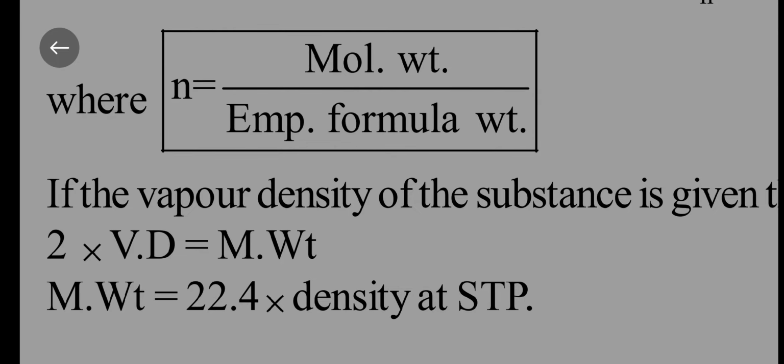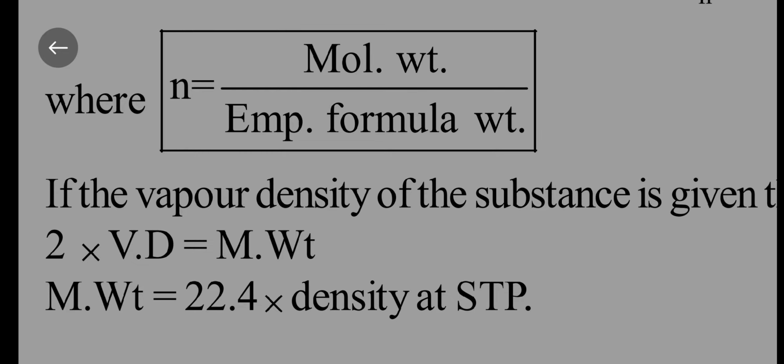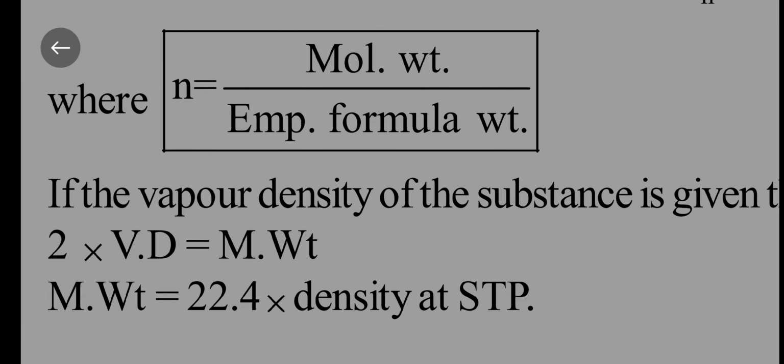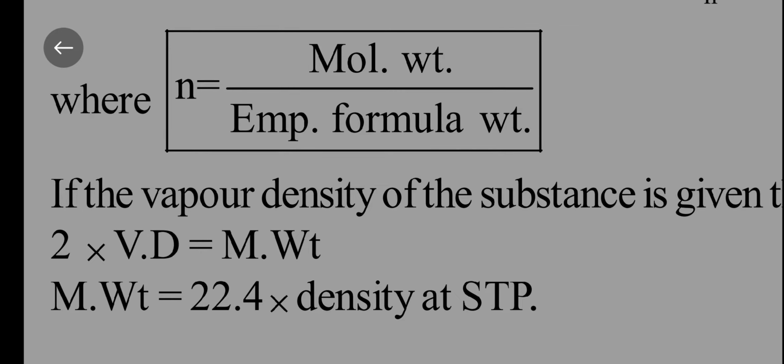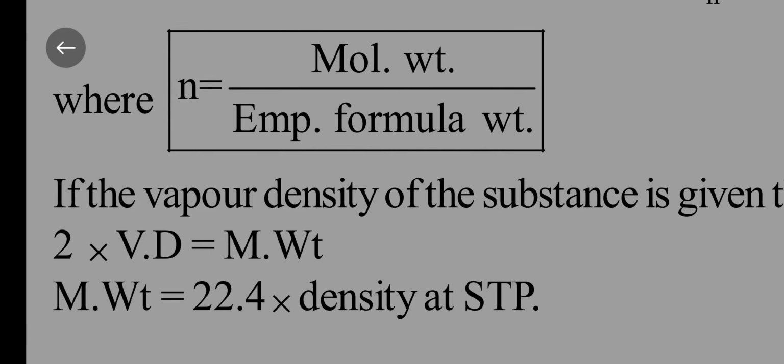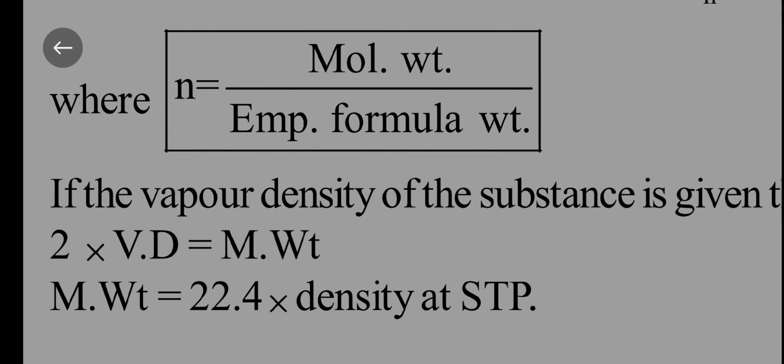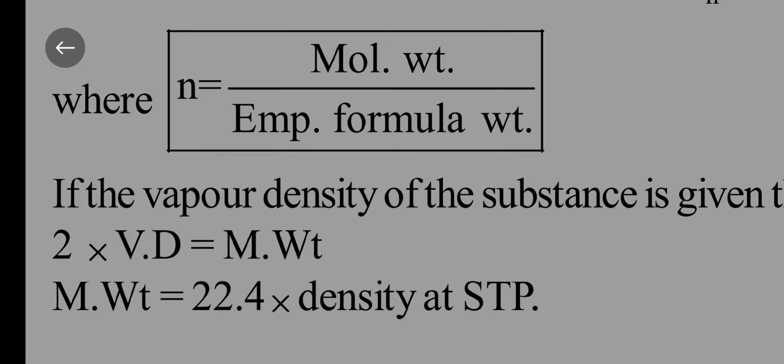And sometimes they will give you the vapor density also. Vapor density into 2 is equal to molecular weight. Already we were discussing about this. 2 into vapor density is molecular weight. Sometimes they will be giving you the density. Molecular weight is equal to 22.4 into density at STP. Remember this formula. Molecular weight is equal to 22.4 into density at STP or 2 into vapor density.